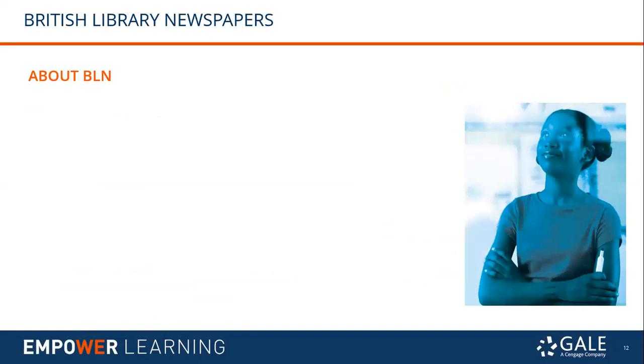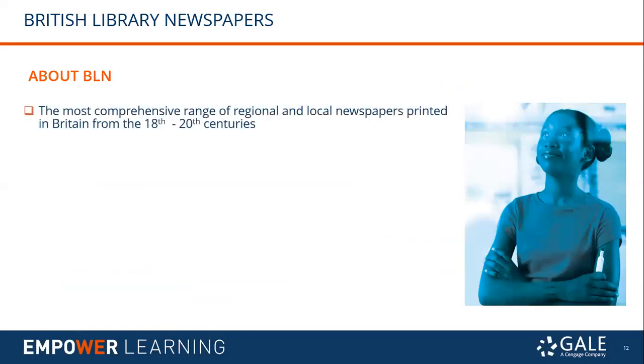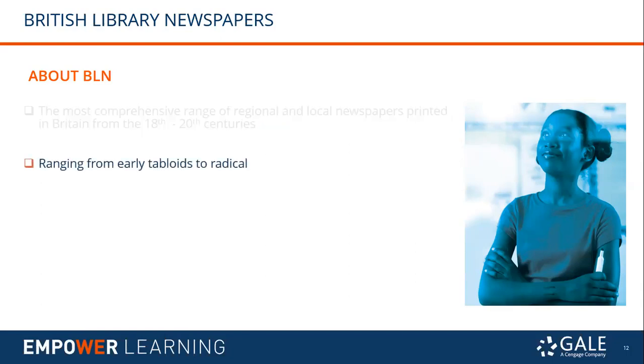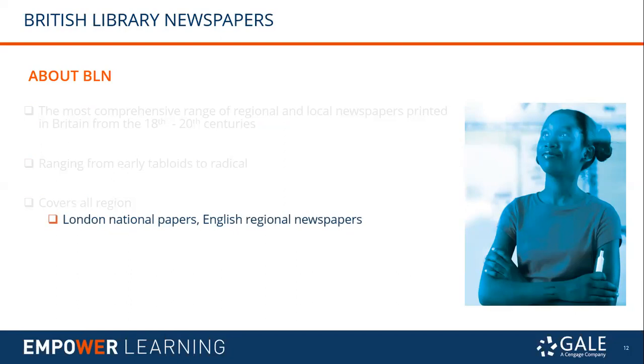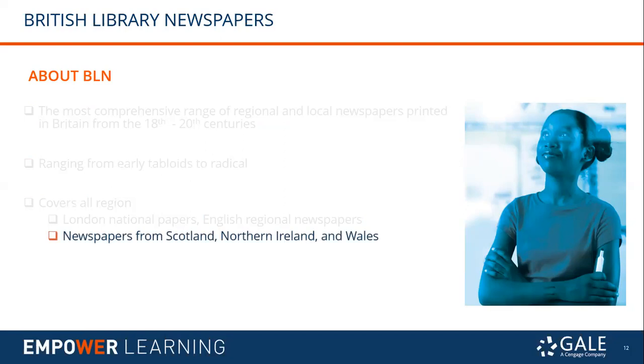All right, we come to British Library Newspapers. This is the most comprehensive range of regional and local newspapers printed in Britain from the 18th to the 20th centuries. So we're looking at a range from early tabloids to radical newspapers covering all regions of the country. And this is important because unlike some of the newspaper archives, this covers the entire country. So it's not just the London paper, you have regional English newspapers. You also have newspapers from Scotland, Northern Ireland, and Wales.